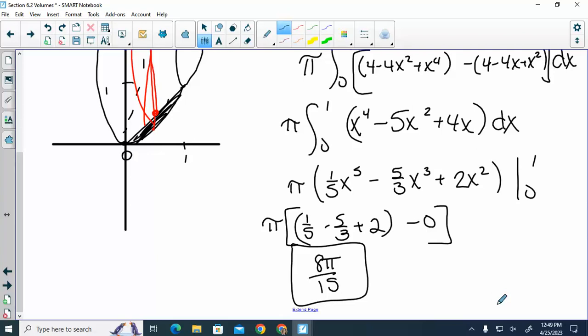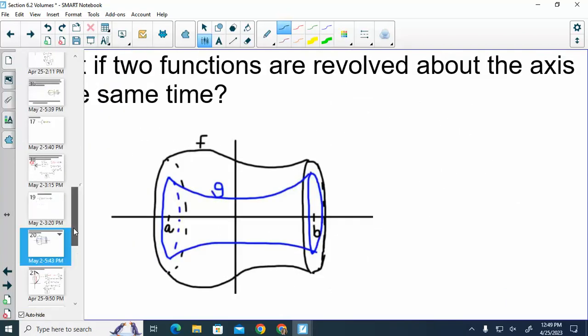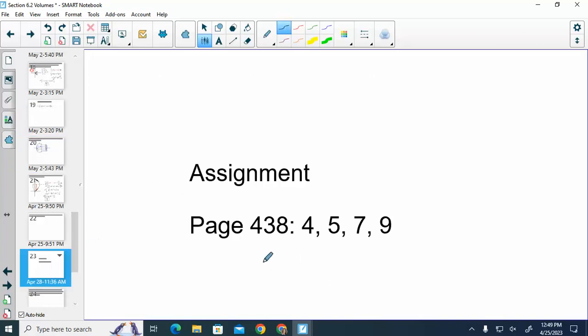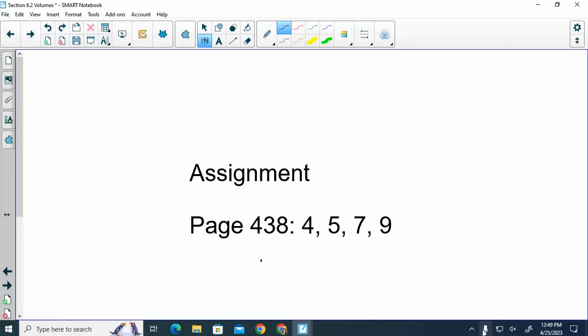So we aren't limited to only spinning about the x-axis. We can spin about other lines. Okay, we will try more of those tomorrow. I'm going to give you guys some more to do on your own, but all of these are spinning around an axis, so they'll be more straightforward. So you are ready to do 4, 5, 7, and 9. Add it to last.